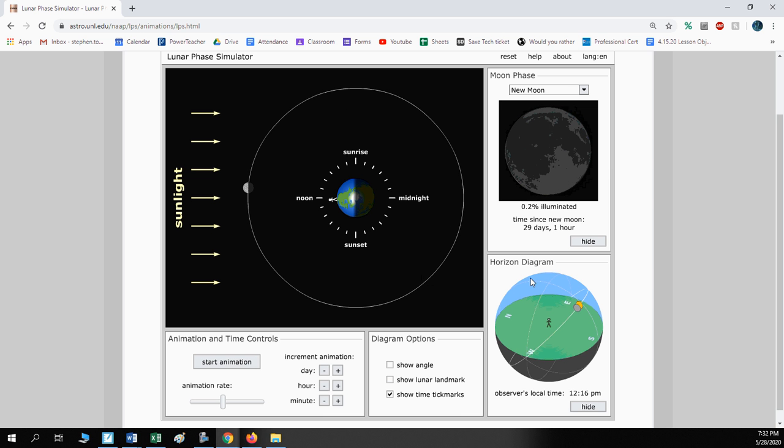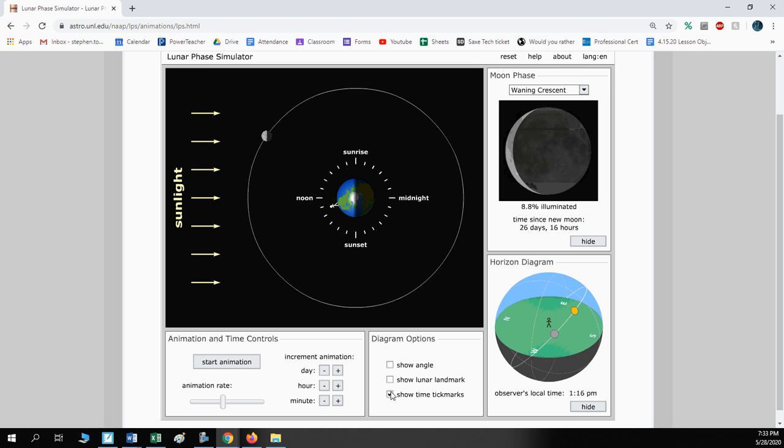This horizon diagram is interesting too. It gives you the perspective of the sky, and what the angles of the moon and the sun would be like to someone on Earth. As the moon rotates around, this is more of a day-to-day thing. If I increase by hours, you can see how the sun and the moon move across the sky. If I increment by days, something different happens, but I'm not going to get into that.